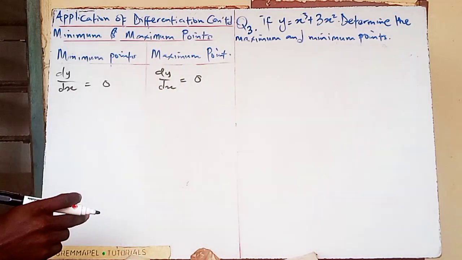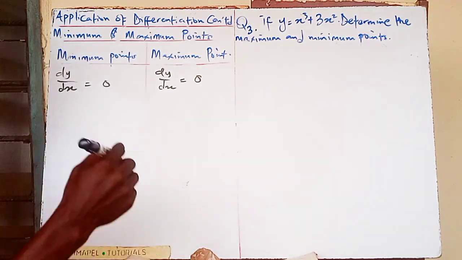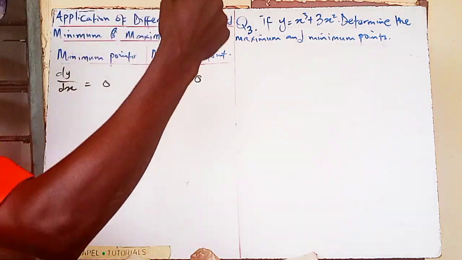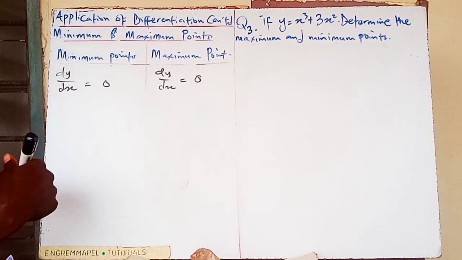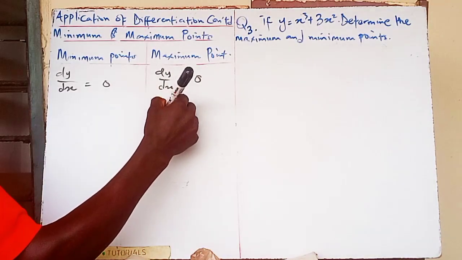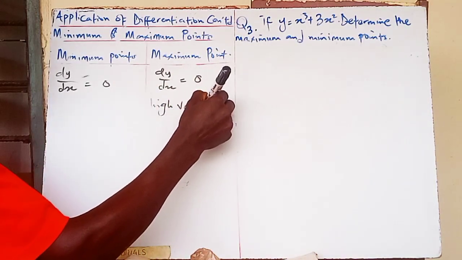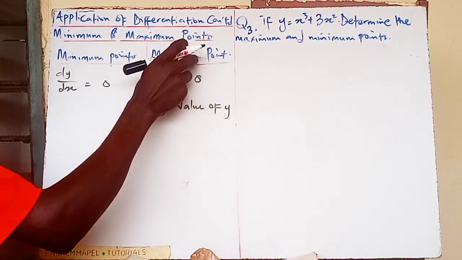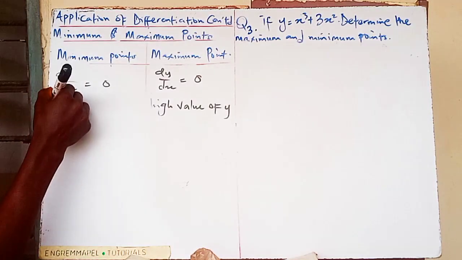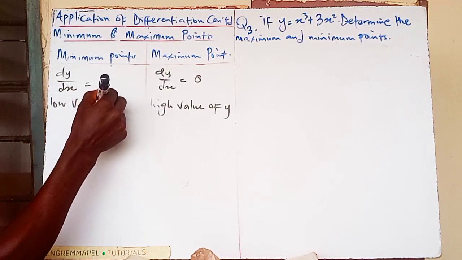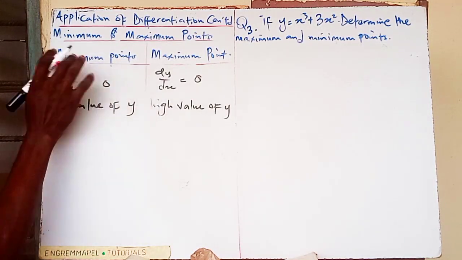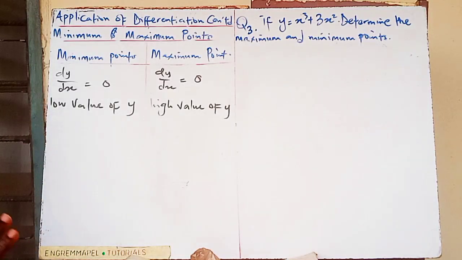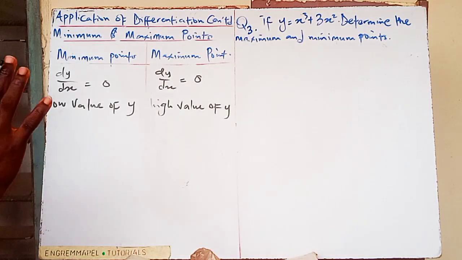From there we notice that one value of y is high and one value of y is low. The value of y that is high is for the maximum point. The low value of y is the minimum point. That's the easiest and fastest way to quickly get your maximum and minimum points, especially when you are working on objective questions.